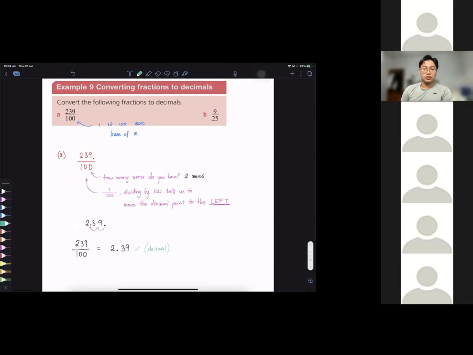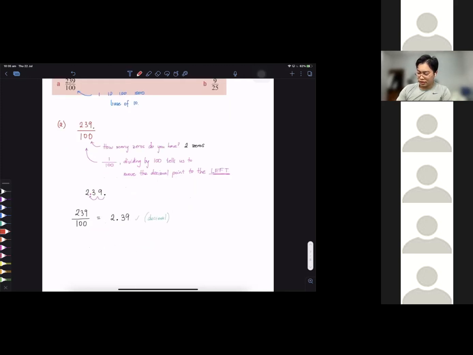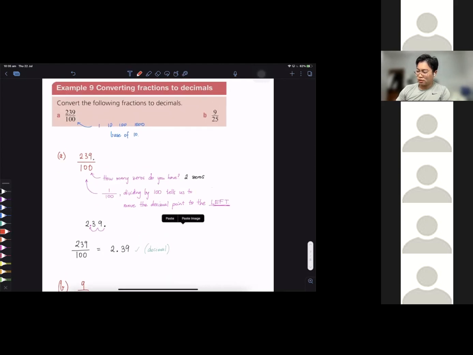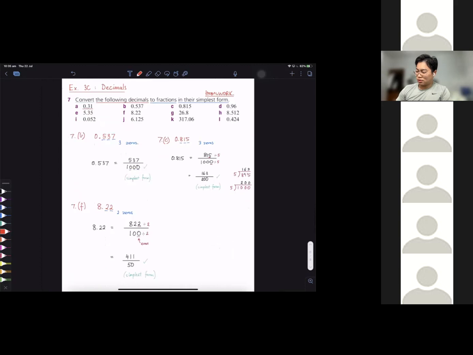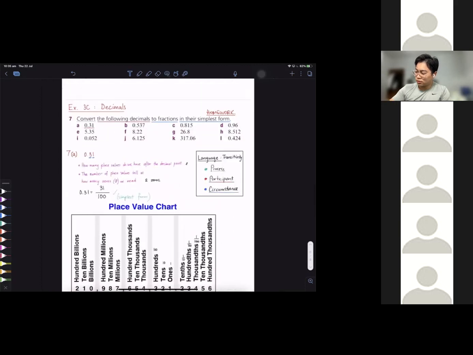Okay, so that's one way to do it. But I'll show you that this strategy here might not always work. But for this next question here, it will work. We have 9 over 25. Sorry, I forgot to do our transitivity.